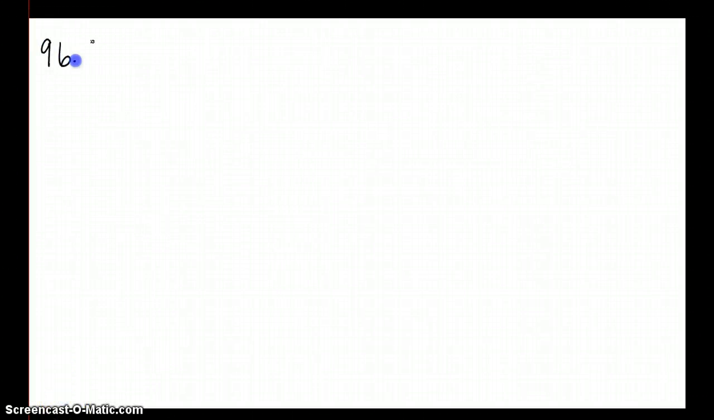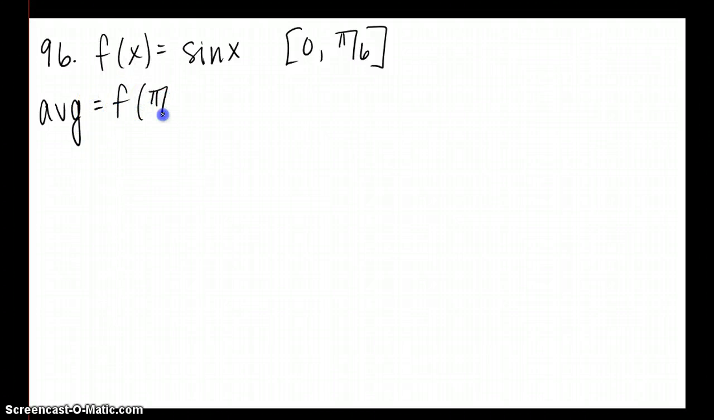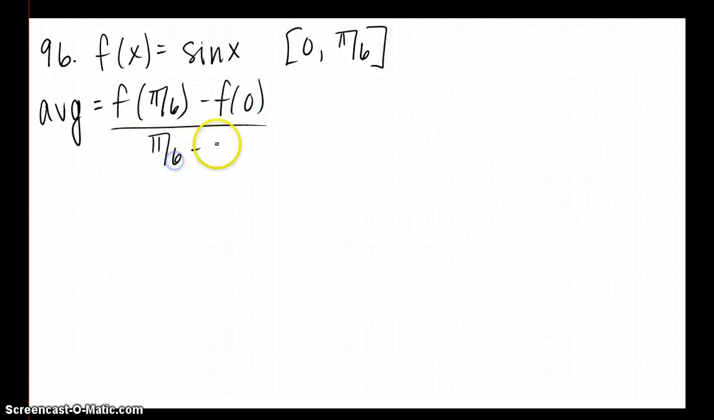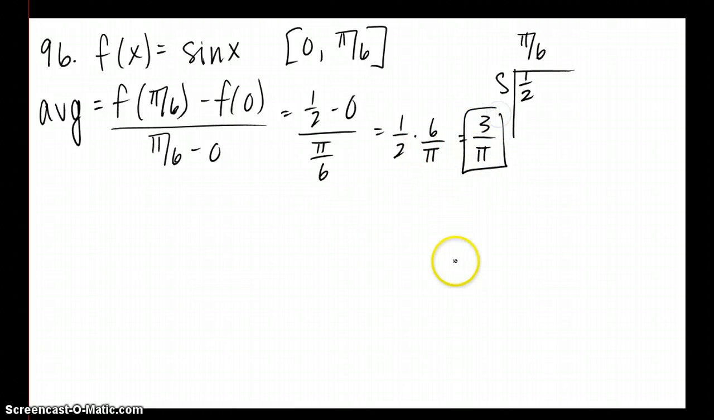Alright, and the last example, 96, is a trig function, f of x equals sine of x on the interval from 0 to pi over 6. So the average rate of change, f of pi over 6 minus f of 0. Pi over 6, the sine function is a half. So 1/2 minus 0 all over pi over 6. So that's 1/2 times 6 over pi. So 3 over pi would be our average rate of change.